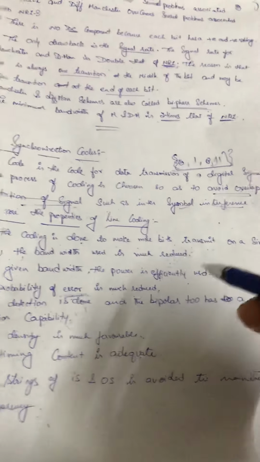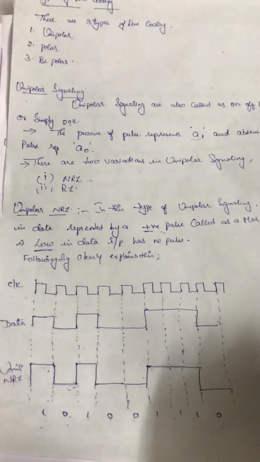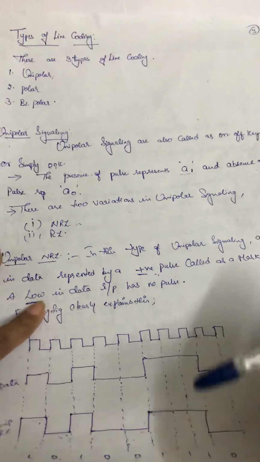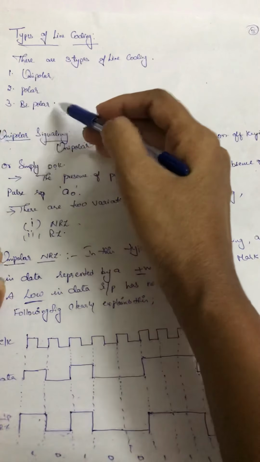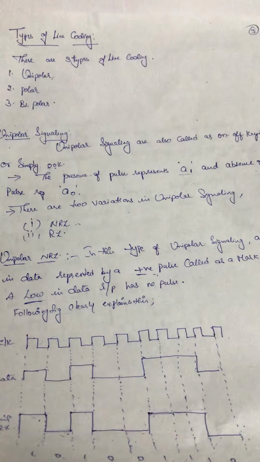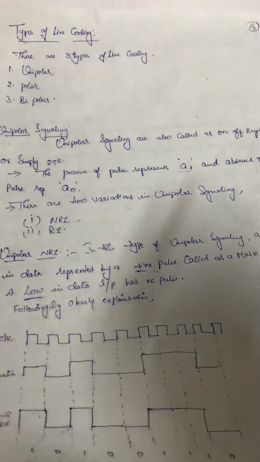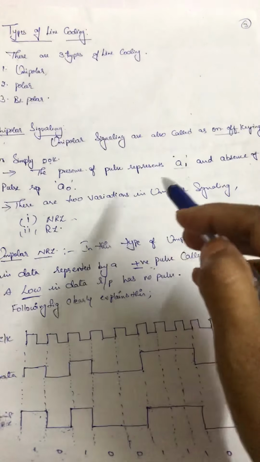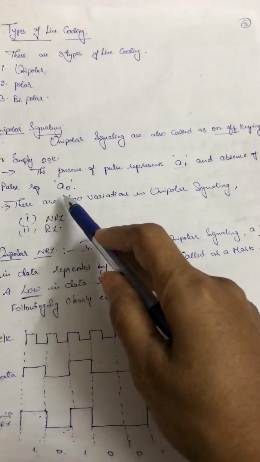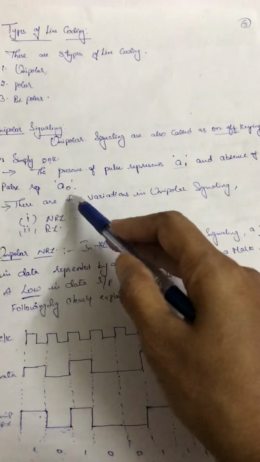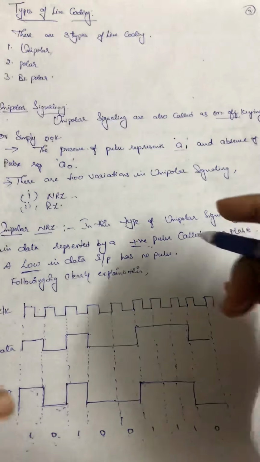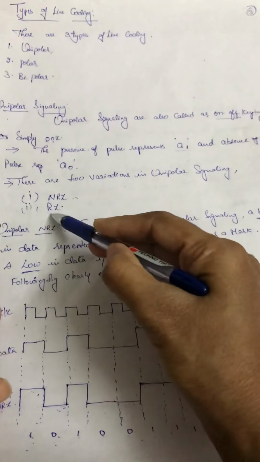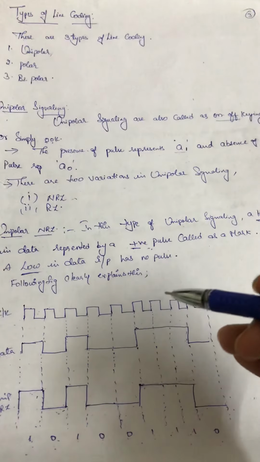Now we are moving to the types of coding. Line coding is of three types: unipolar, polar and bipolar. Unipolar is also known as on-off keying, simply OOK. The presence of a pulse represents a 1 and the absence of a pulse represents a 0, that is amplitudes 1 and 0. Here also we have NRZ and RZ, non-return to zero and return to zero, two levels.